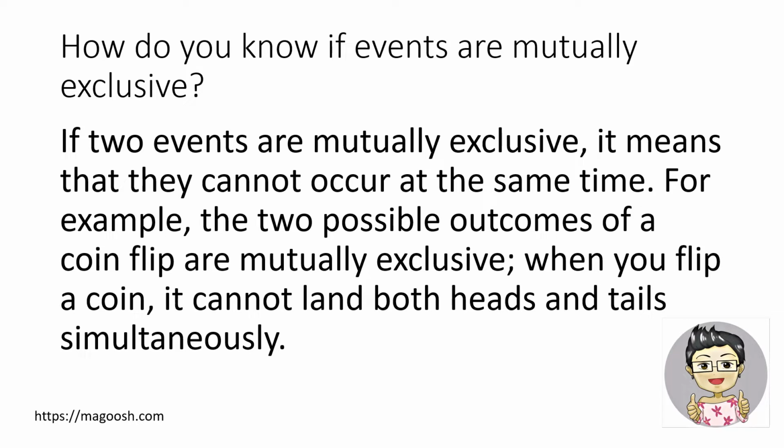How do you know if events are mutually exclusive? If two events are mutually exclusive, it means that they cannot occur at the same time. For example, the two possible outcomes of a coin flip are mutually exclusive. When you flip a coin, it cannot land both heads and tails simultaneously. So pag nag-flip ka ng coin, hindi naman pwedeng lumabas doon ay parehong head at tail. So isa lang yung pwedeng lumabas.